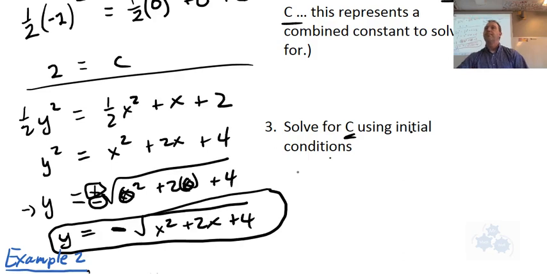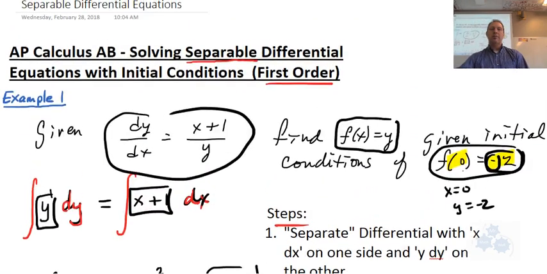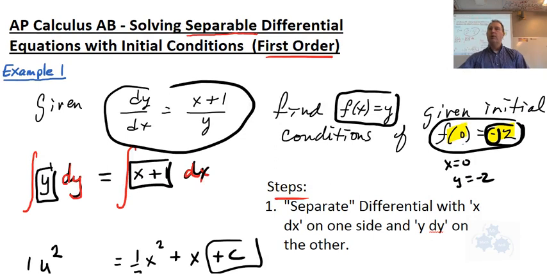Yes? What's the name of this chapter? This section is called Solving Separable Differential Equations with Initial Conditions. And first order means that we are given the first derivative. I'm going to show you how to do this given the second derivative as well. Okay? How are we doing so far? Doing good?